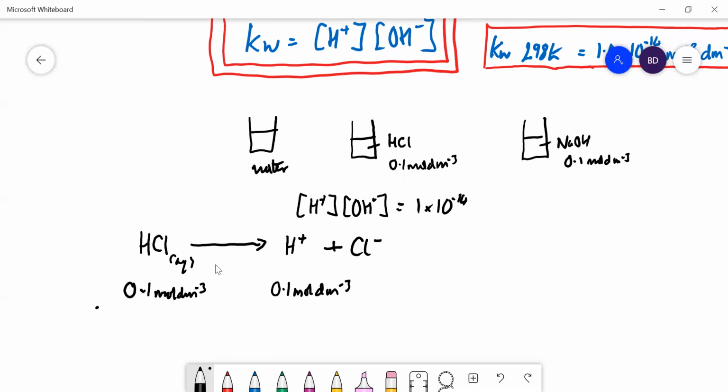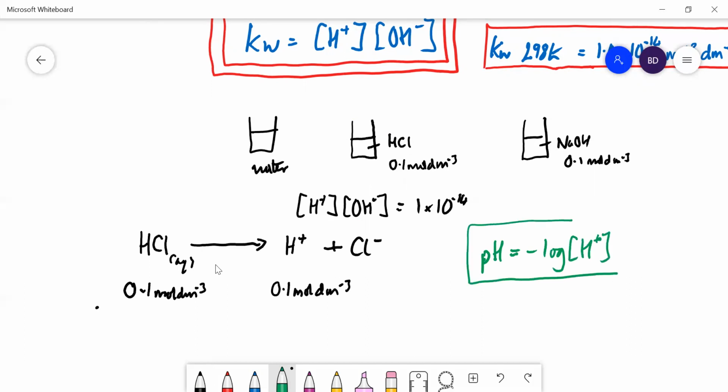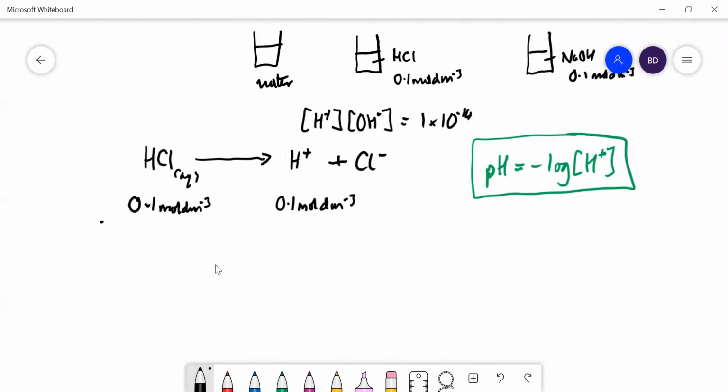Now, from the previous lesson, hopefully you remember that pH is equal to minus log to the base 10 of the hydrogen ion concentration. So what is the pH of this solution? pH is equal to minus log to the base 10 of the hydrogen ion concentration, which is 0.1. So you put that into your calculator. The log of 0.1 is minus 1, so the minus log of it is 1. So the pH of that is 1.